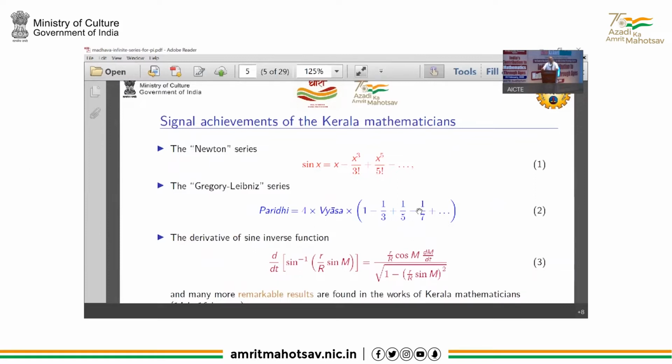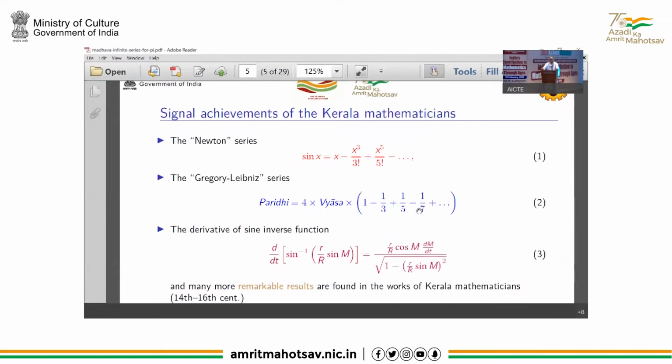So the first one, as you see, is basically the infinite series for the sine function, which will be elaborated by the next speaker, Professor Sriram. Then we have the Gregory-Leibniz series, as it is called, in quotation marks. It is actually the Madhava series which I was mentioning to you, which was found almost three centuries before. Then we also have a verse which nicely presents the derivative of the inverse sine function, which I will not elaborate. These are some remarkable results.